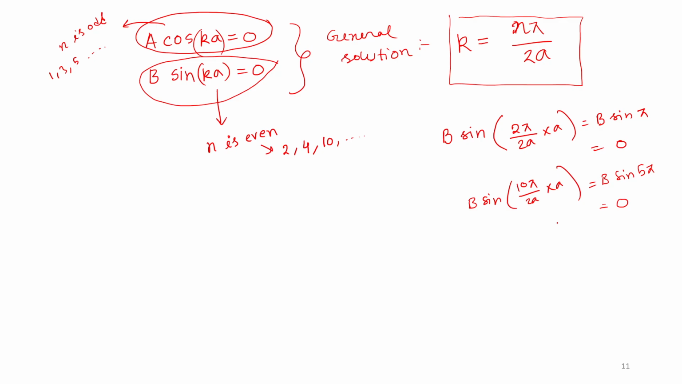But this is not true. So b sine k will not be 0 when n is odd. That is what I'm saying. When n is even, this is true. And when n is odd, the upper one is going to be true, because cos of pi by 2, or any half integral multiple of pi, is going to be 0. That is what I am saying, that when n is odd, the upper one is correct. When n is even, the sine function is your actual wave function.